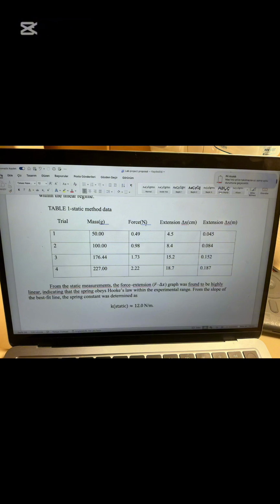Now if we go on with our calculations, we find k static roughly 12, based on the slope of the best fit line.